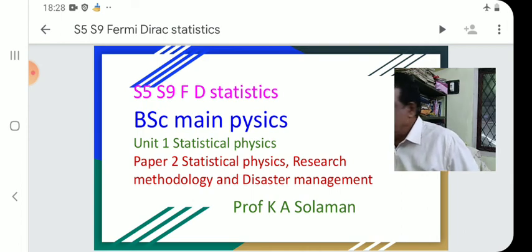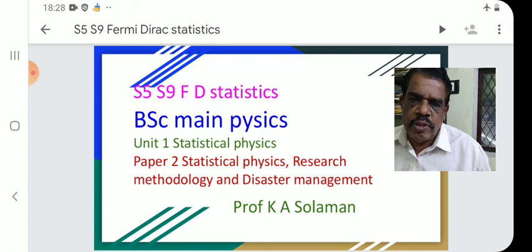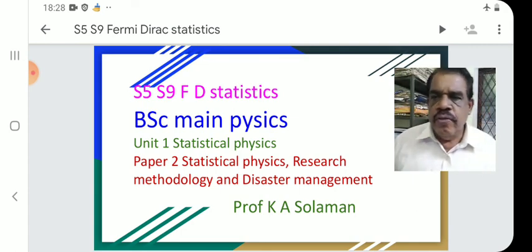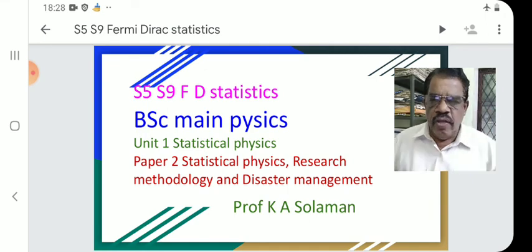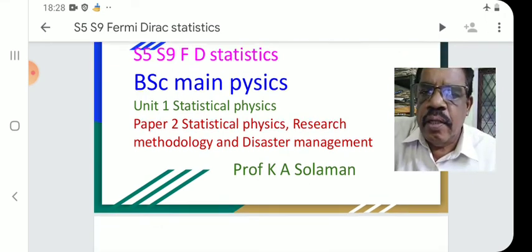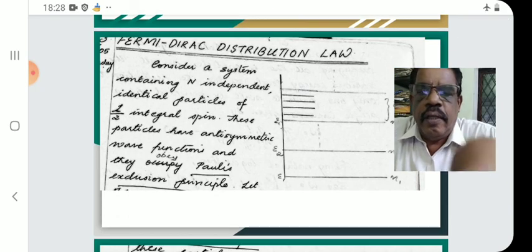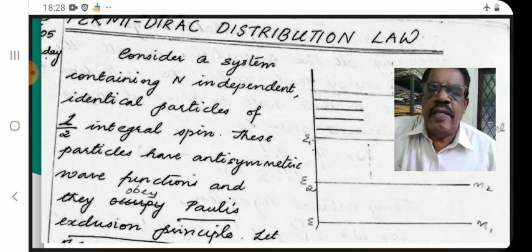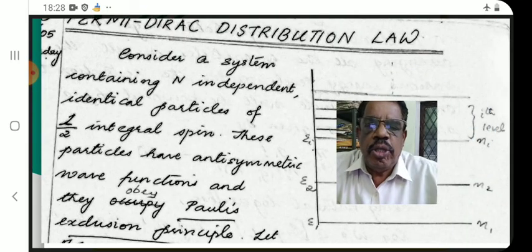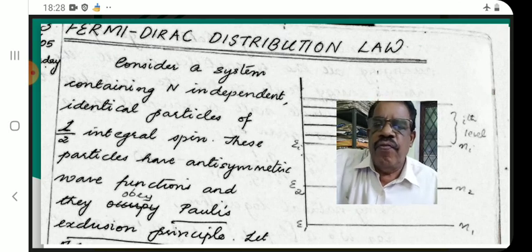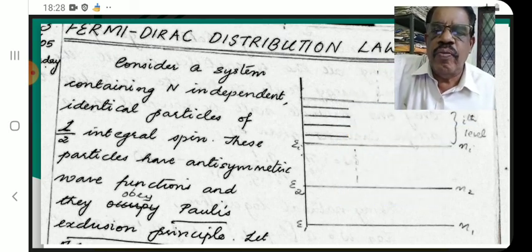Previously, we have studied Maxwell-Boltzmann distribution law and then Bose-Einstein distribution law, and today we see the Fermi-Dirac distribution law, the Fermi-Dirac statistics. That's the topic. So we begin directly the Fermi-Dirac distribution law, FD distribution law, FD statistics, the important energy distribution law. In short we call it FD.